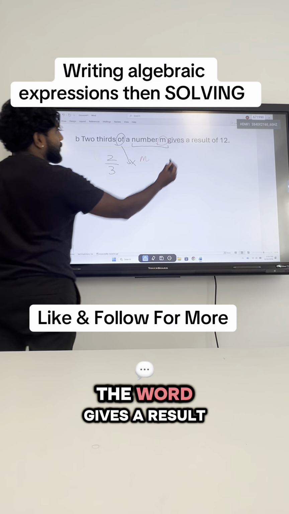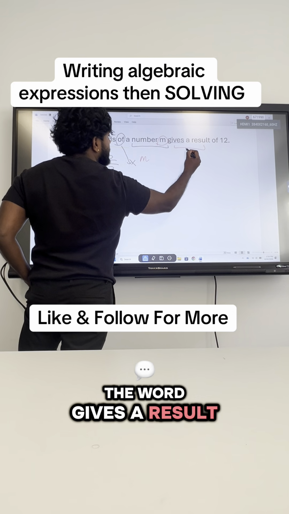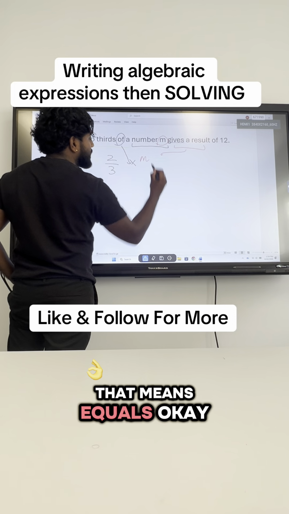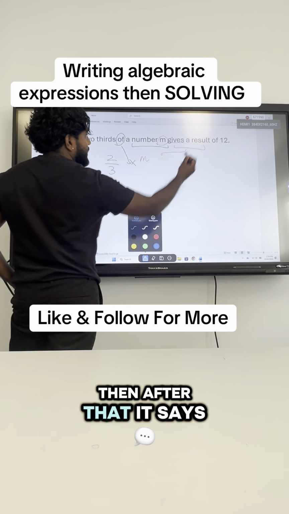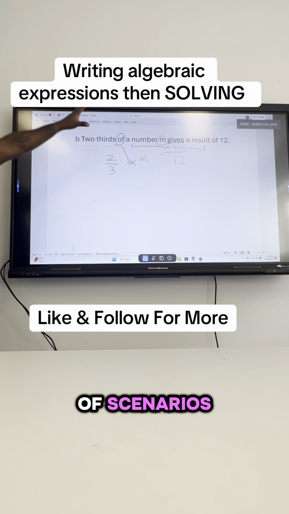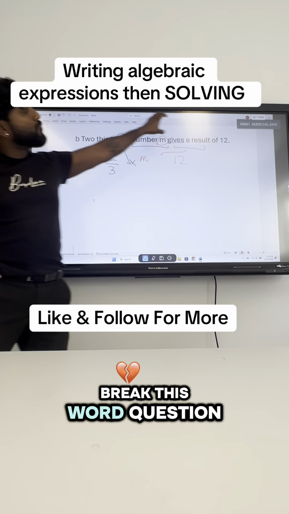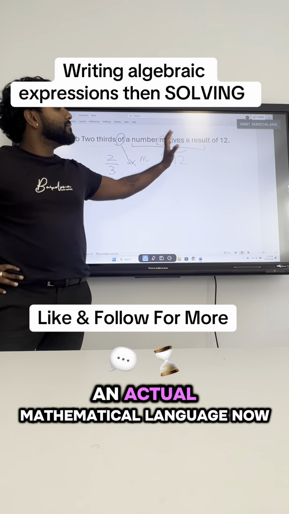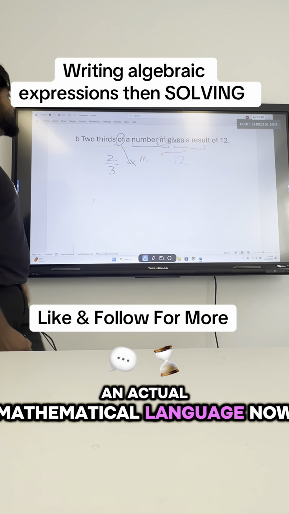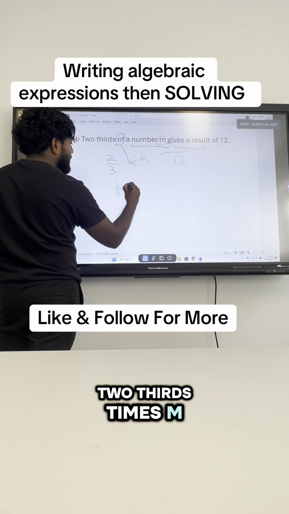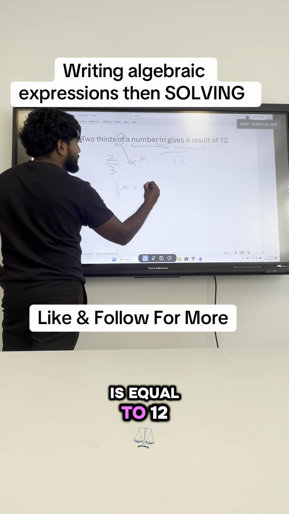What does it mean by the word gives? A result. That means equals. Okay? Then after that, it says of 12. So that's what we're doing in these kinds of scenarios, that we're trying to break this word question down, and then we're trying to put it into actual mathematical language. Now, if I simplify this, 2/3 times m is equal to 12.